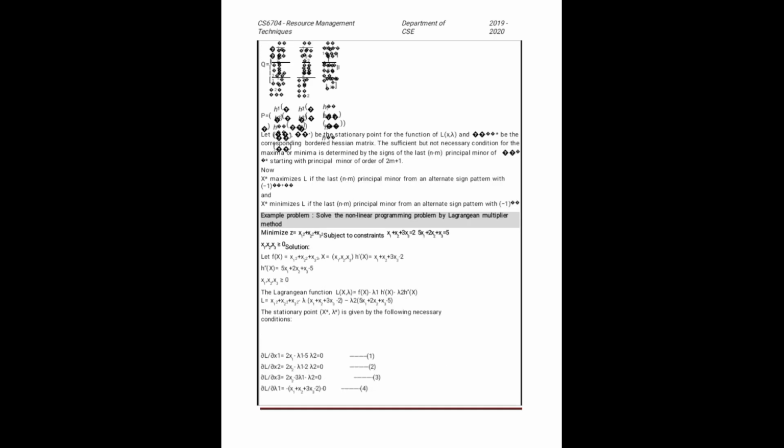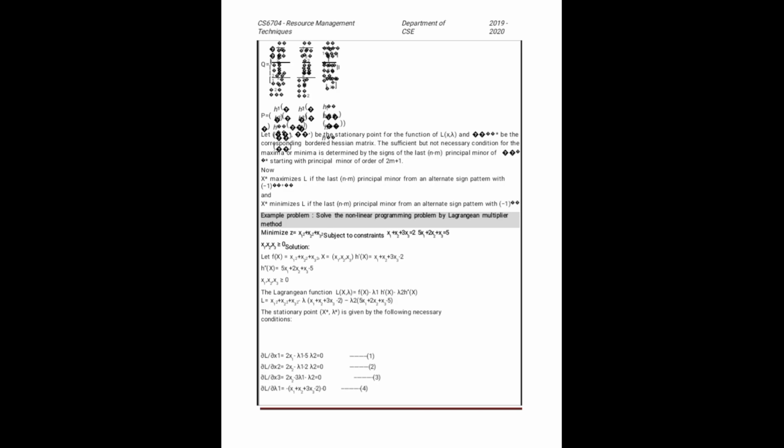Next one, another problem. Solve the linear programming problem by Lagrangian multiplier method. Minimum z is equal to x1 plus x2 plus x3 subject to the constraint x1 plus x2 plus 3x3 is equal to 5, x1 plus 2x2 plus x3 is equal to 5, x1 comma x2 greater than or equal to 0.